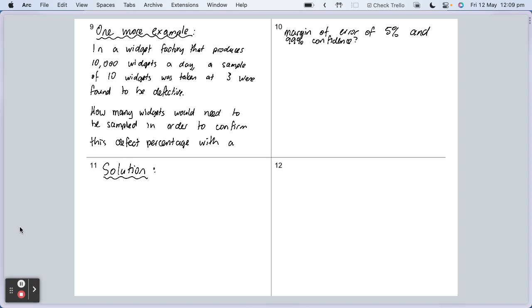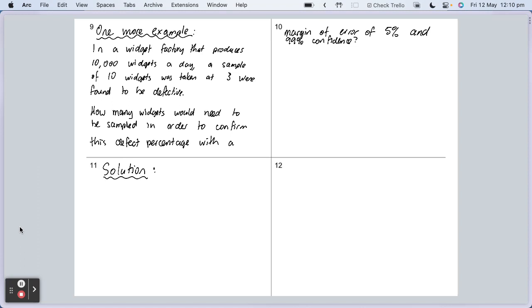How many widgets would need to be sampled in order to confirm this defect percentage? And here's the key thing, because we just did confirm it, right? But 3 out of 10 is not a great sample. How many would we need to sample in order to confirm it with a margin of error of 5%?